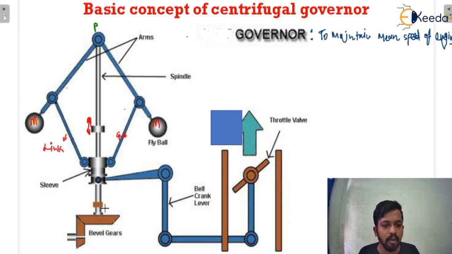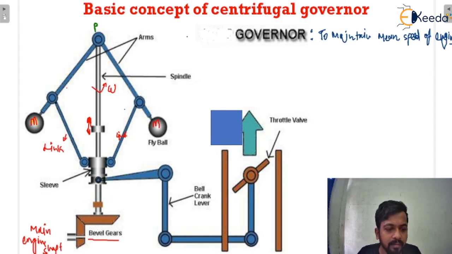So here if I'm talking about the sleeve, you can see the sleeve is inserted in the spindle. There is a spindle, which is going to be rotated with an angular velocity omega. This spindle is connected to the bevel gears, and the bevel gears are connected to the main engine shaft.